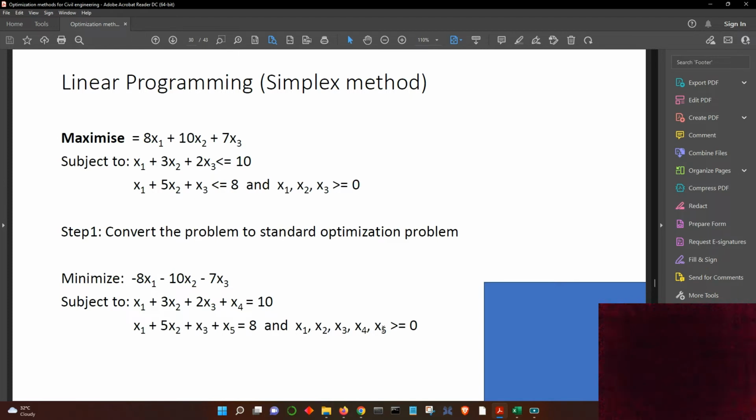So can anyone tell me what is the initial basic solution for this particular problem? What should we choose as an initial basic solution?